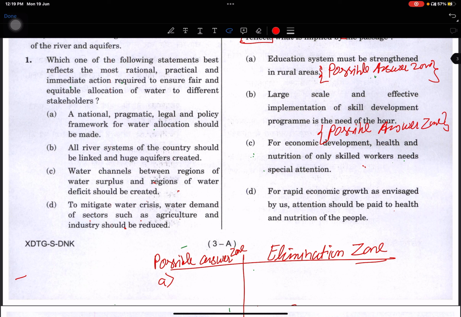Also, another way of thinking: if you read the option, large scale and effective implementation of a skill development program is the need of the hour. Similar to the analysis of option A, if I ask, unskilled workers are more in India, so what will be your answer? कि उनको अच्छा कर दूं, more skill लाना चाहिए सब. Similar common sense is provided for keeping option B in the possible answer zone.